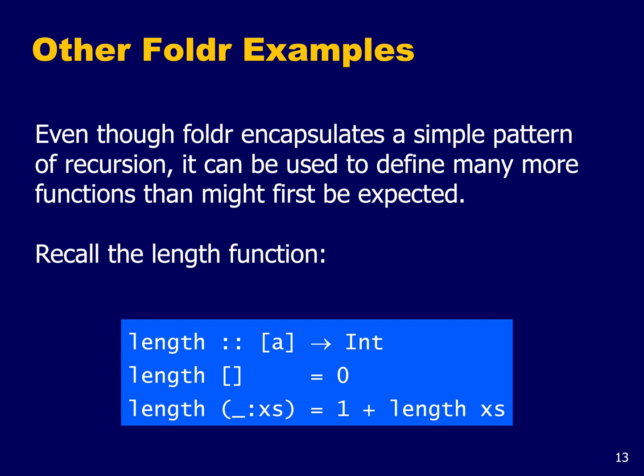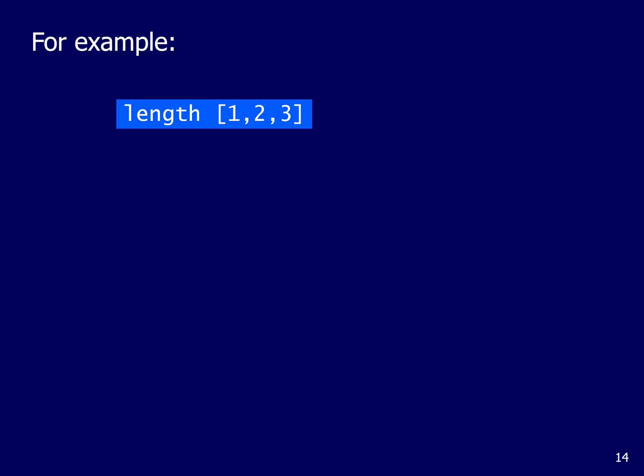So it could ignore its first argument and just do 1 plus whatever the second argument is. And that observation, that you can do whatever you want with the function, the plus for the foldr, and whatever you want in the base case, actually allows you to define more functions using foldr than you might first expect. So let's see then how we could define length as a fold.